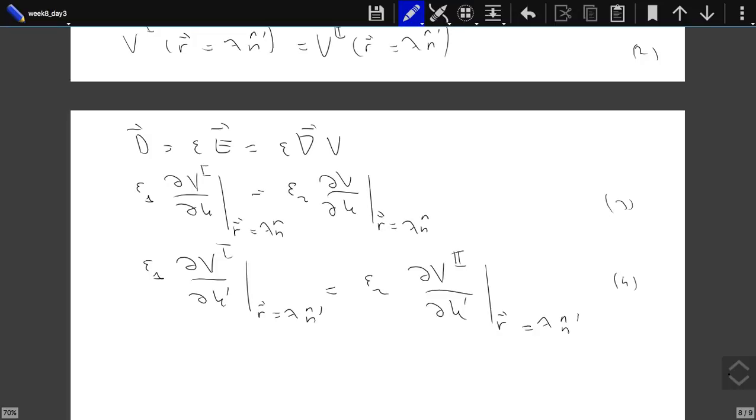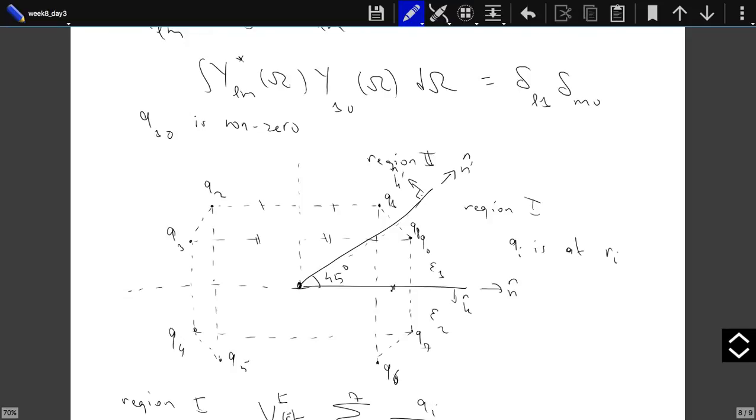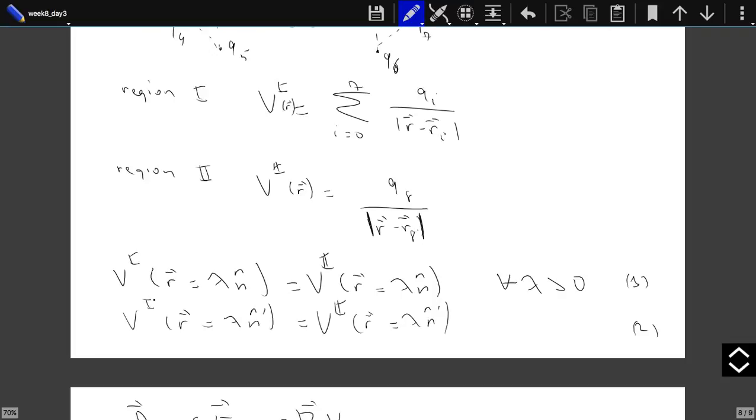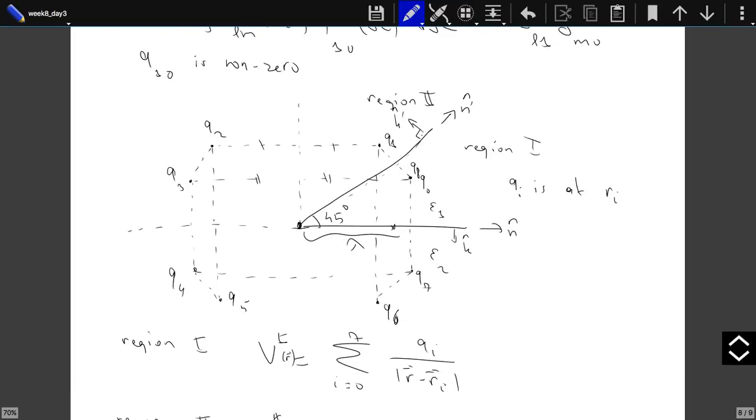If I have this point over here, that point is at a distance lambda in the n hat direction. By changing lambda, I can obtain any point. I can look at any point. So this way of writing r equal to lambda n hat tells me that at every point on this horizontal line, the potentials have to be equal.